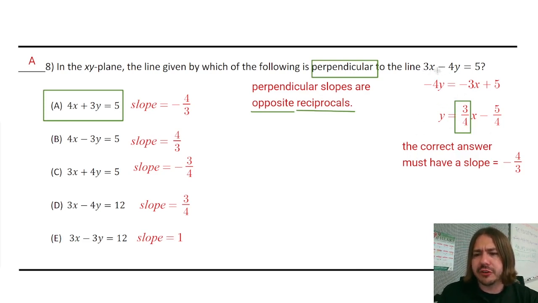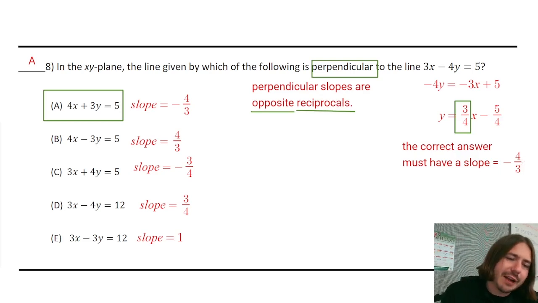So the first thing to do would be to subtract 3x from both sides. And so that'll give me negative 4y equals negative 3x plus 5. And then you want to divide both sides by negative 4, which is what you get here. So after I divide negative 3 by negative 4, I get positive 3/4. And then we don't really care about the y-intercept, but it would be negative 5. So the slope of this line is 3/4, which means the slope of the perpendicular line needs to be negative 4/3. Remember, opposite, so it's got to be negative, and then reciprocal, flip the fraction.